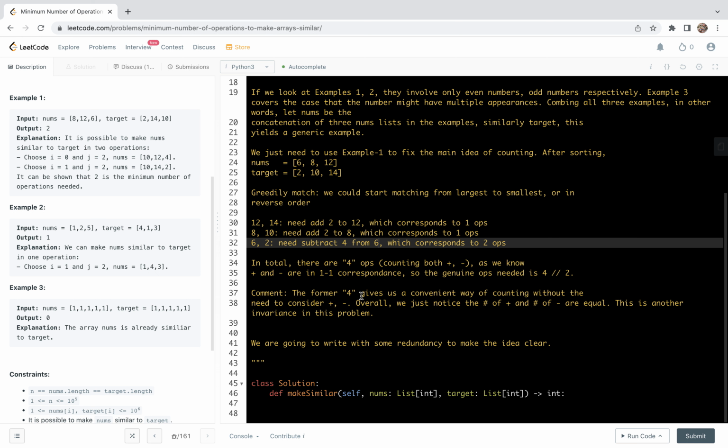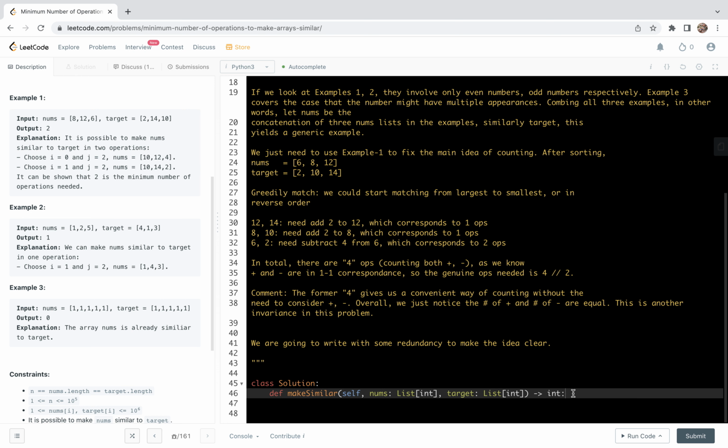So before we write the code, here is a comment. The former 4 actually gives us a convenient way of counting without the need to consider or distinguish plus or minus. Overall, we just need to notice that the number of plus and the number of minus are equal. So this is another invariance in this problem. The first invariance is the odd and even, and the second invariance is that the number of operations in plus and minus are equal, right? So with that done, we can go to the coding.